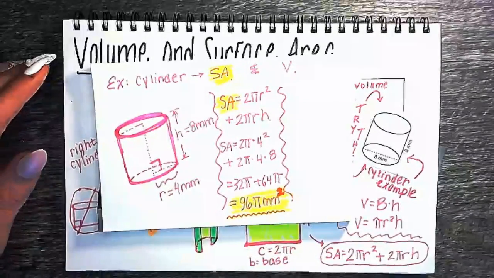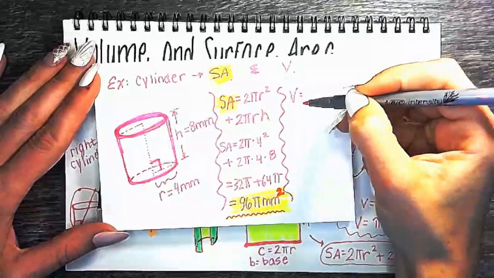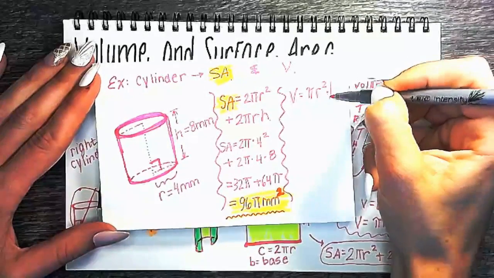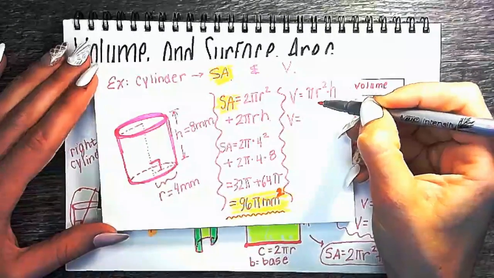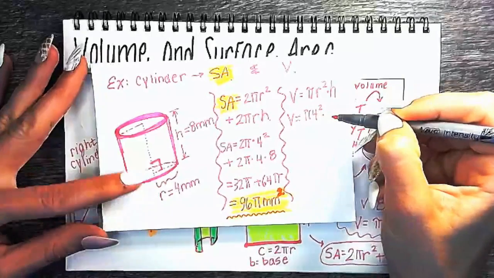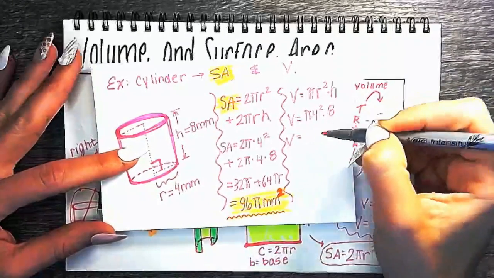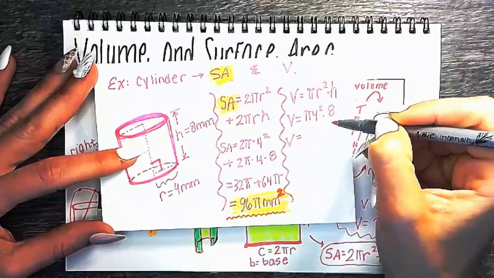Now for the volume. The volume, as we just stated, is the area of the whole base, which is a circle, pi r squared, times the height. The radius is 4, so pi 4 squared times height, 8. Volume equals 16 times 8.